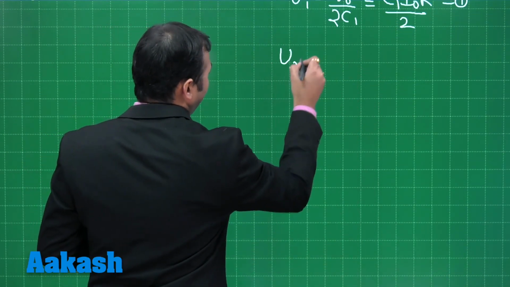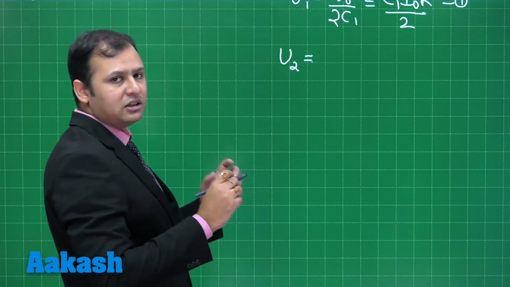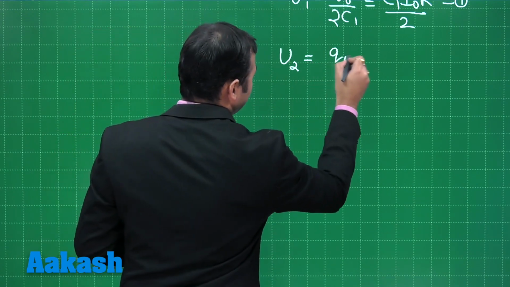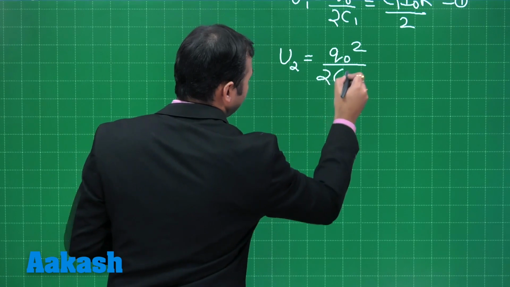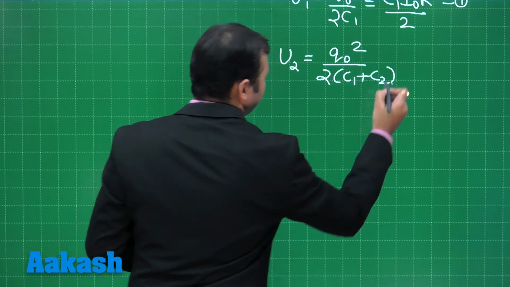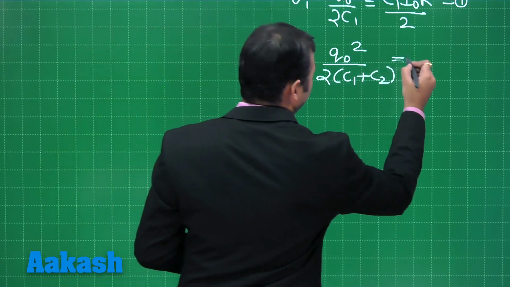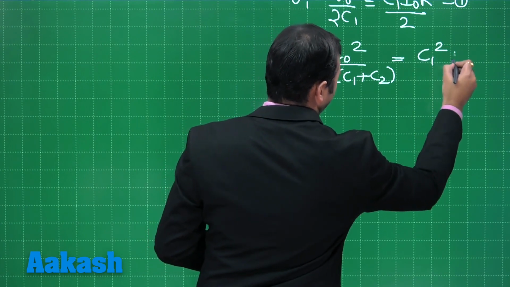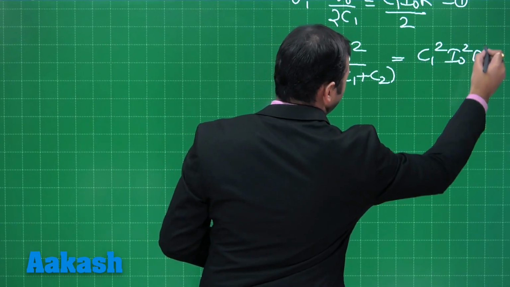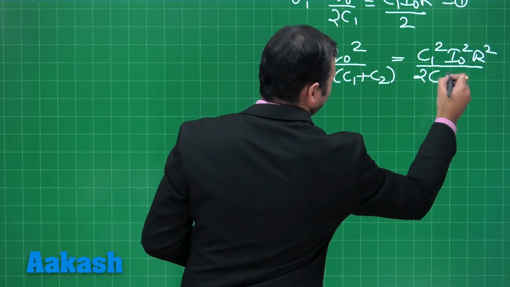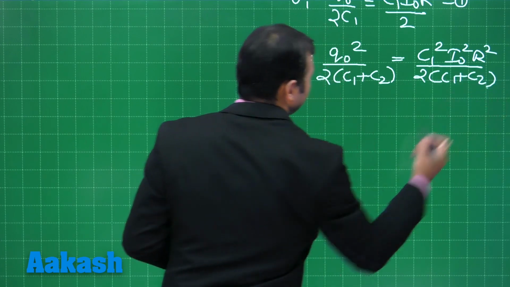So we very well know after the charge distribution the total charge remains the same, and the combination is in parallel, so the energy is Q naught square divided by twice of C1 plus C2 as they are in parallel combination. If I put this value here, I will get C1 square I naught square R square divided by twice of C1 plus C2.